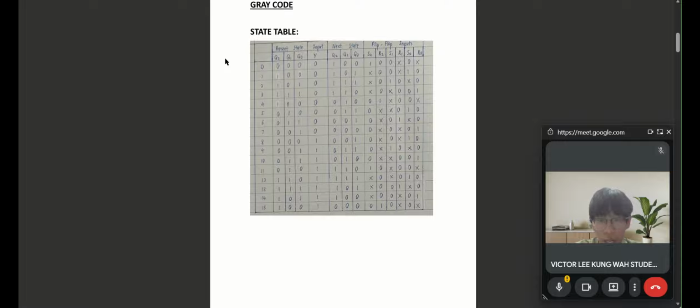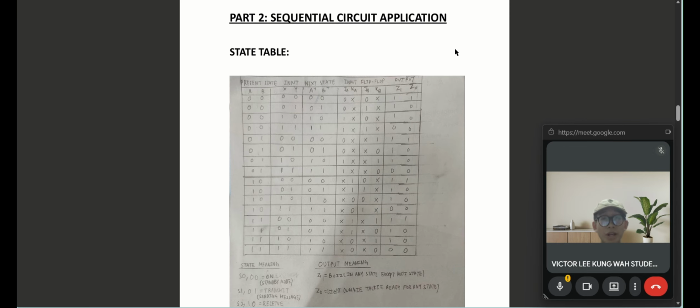From the waveform, the output values follow the state transition according to the clock pulses. Initially, we start the circuit at state 101. As clock pulses occur, the output sequence follows the state transition defined in the state diagram. That's all for question 1, part 1. Madam, so right now is Assignment 2, Part 2, sequential circuit application.